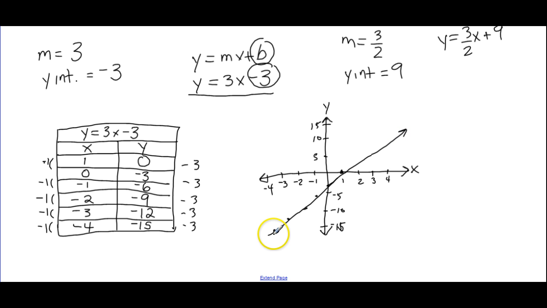Put arrows at each end of the line. And there is the line drawn on the graph of the equation y equals 3x minus 3. Straight line, because we know we've got a constant rate of change between our x and our y values. Y-intercept of negative 3. You can see it crosses the y-axis at negative 3. And so this is how you would draw the graph of a partial linear relation using the formula y equals mx plus b.